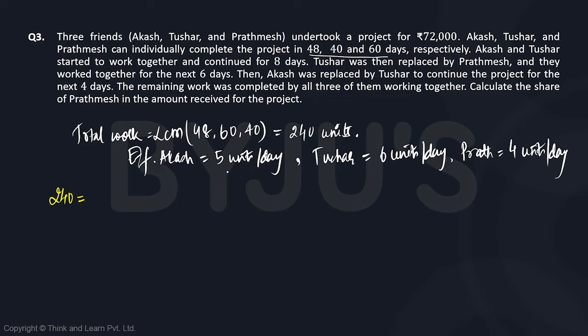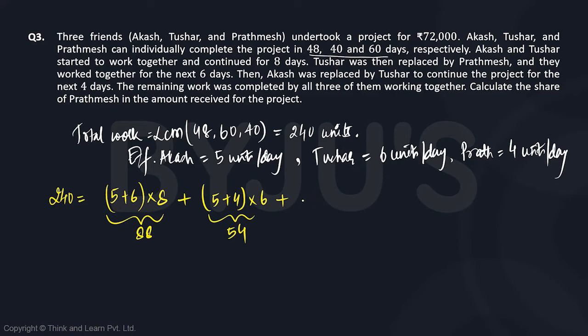Akash and Tushar worked for the initial 8 days. So if they work for the initial 8 days, they will be doing 11 into 8, which is 88 units, right? This is 88. Then Tushar was replaced by Prathamesh. That means Akash and Prathamesh were working, finishing 9 units every day. They are going to finish in 6 days, 9 into 6, that is 54 units.